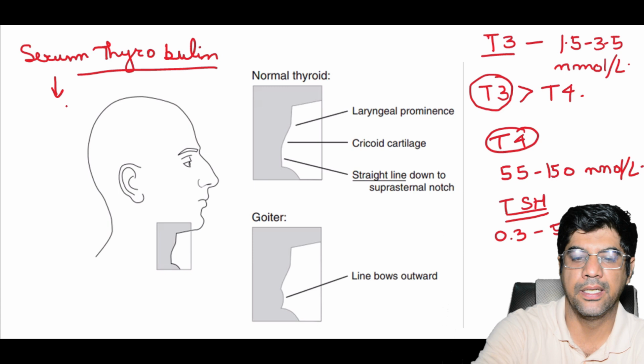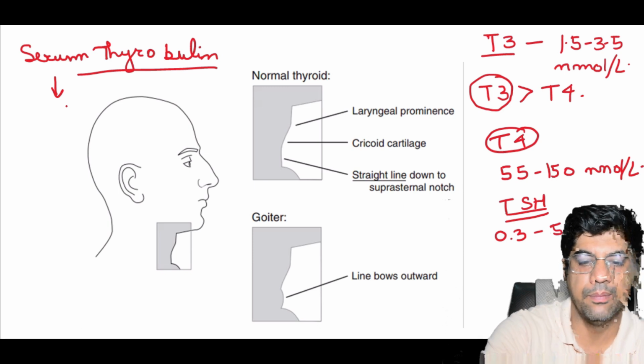Other is thyroid antibody levels. So detection of antibodies in autoimmune disorders like Hashimoto thyroiditis and Graves' disease could be useful in diagnosing the autoimmune thyroid diseases.